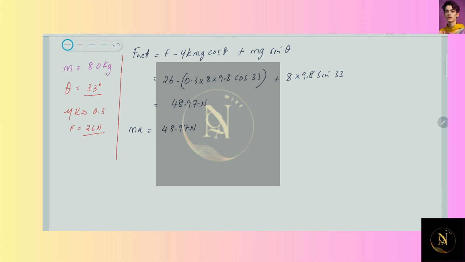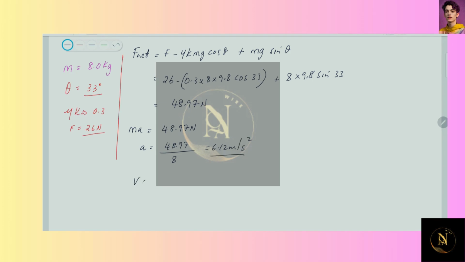Given that, of course, acceleration will be equal to 48.97 divided by 8. You have 6.12 meters per second squared. That is the acceleration.